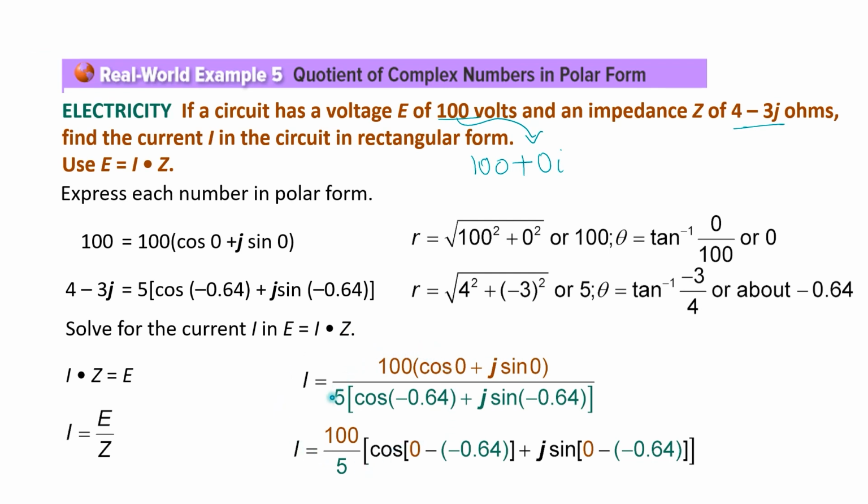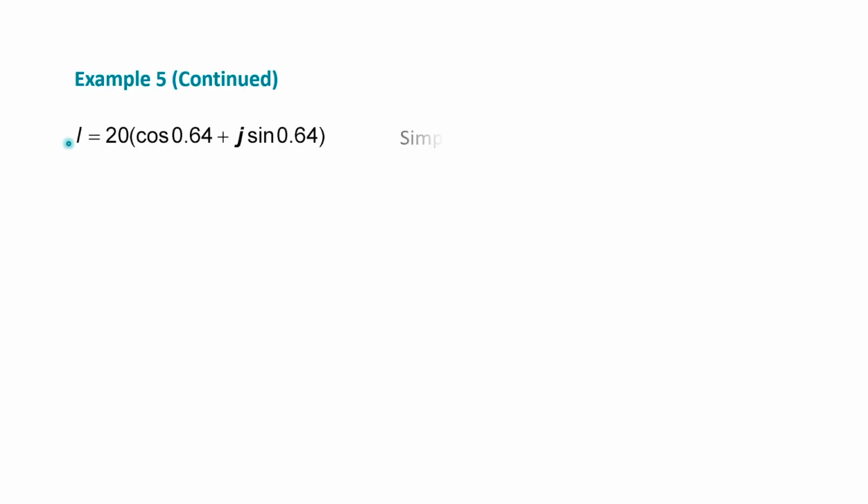Now from the quotient formula, we know that we divide the moduli and we subtract the arguments. So we get 100 divided by 5 times (cos of 0 minus negative 0.64 plus j sin of 0 minus negative 0.64). So our simplified expression becomes I equals 20 (cos 0.64 plus j sin 0.64).